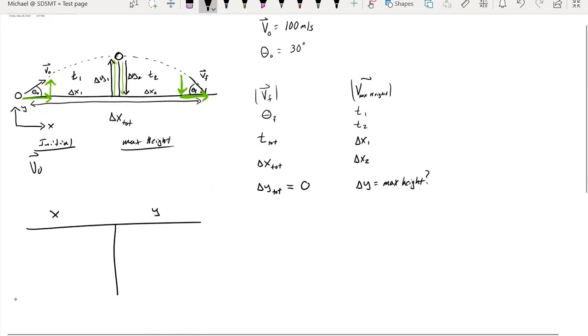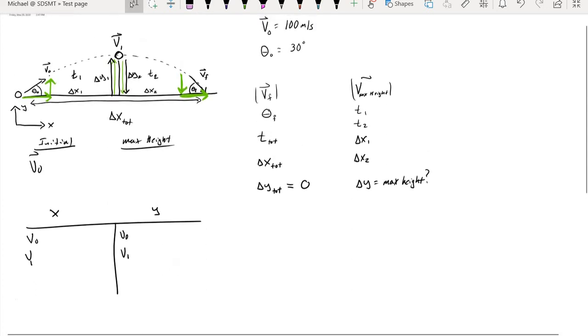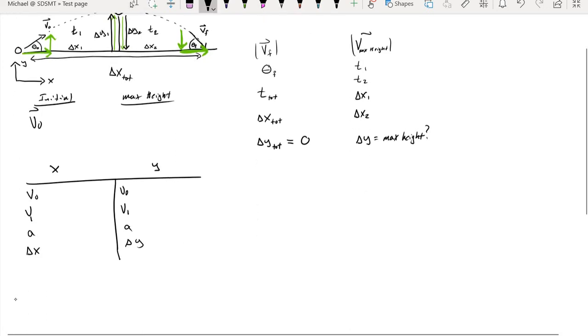What I need to do now is figure out what the X and Y components of the initial velocity are. I'm going to call the velocity up at the maximum height V1, and V1 will have some components. We will have the acceleration of the system, the displacements, and the times.